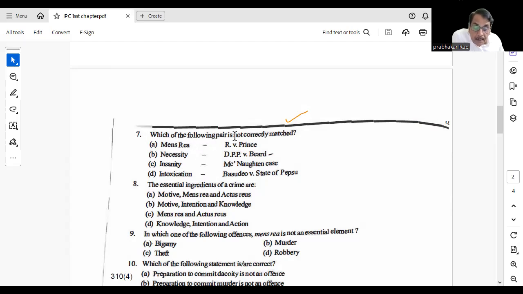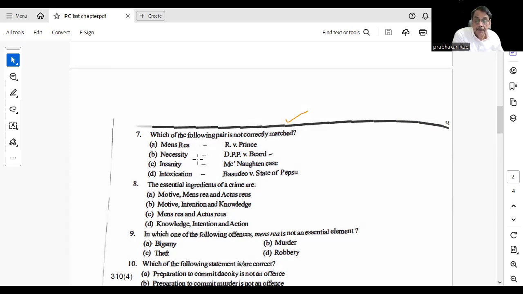Which of the following is not correctly matched? You see, this word "not" you have to remember. Whenever you read such questions, you may often get confused, because sometimes they ask which pairs are correctly matched, and sometimes which pair is not correctly matched. Whether "not" is there in the question, we have to see very clearly. Once you confirm that, then you go for the answers. Here, the options are: insanity, McNaughton's; intoxication, Basdev; necessity, Babu Bird; mens rea, R versus Prince.